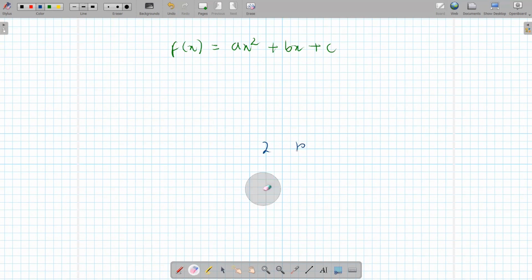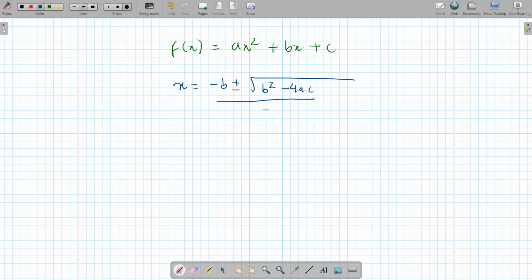So something that always works is the quadratic formula, which looks like this. x is minus b plus minus the square root of b squared minus 4ac, over 2a. This is a very important formula.